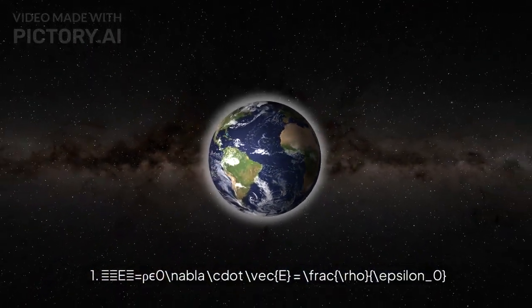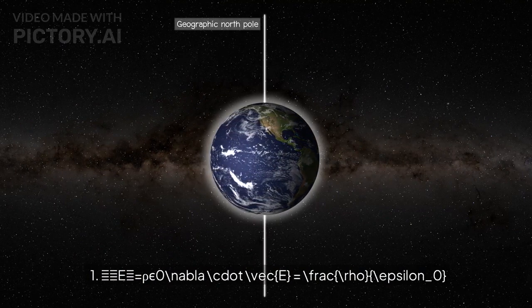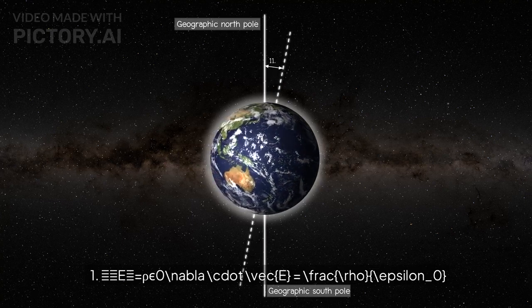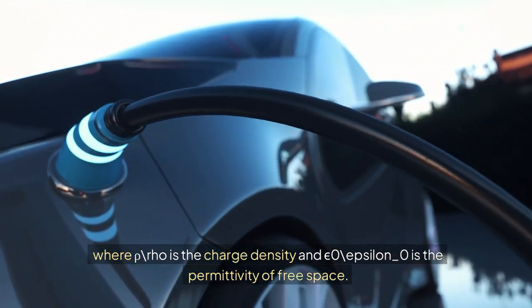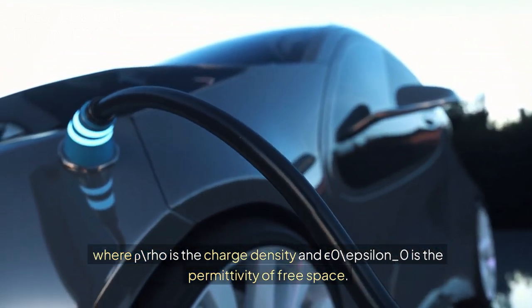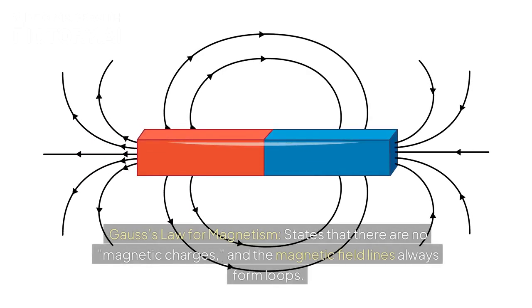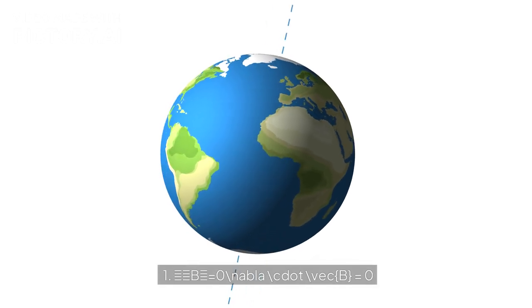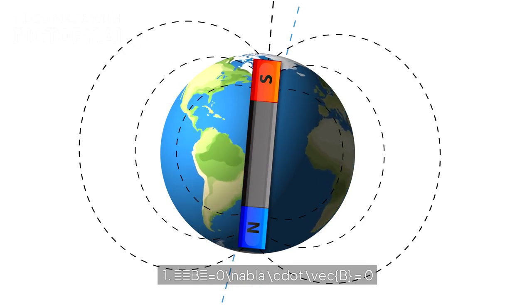1. Gauss's law for electricity describes how electric charges produce electric fields: ∇ · E = ρ/ε0, where ρ is the charge density and ε0 is the permittivity of free space. 2. Gauss's law for magnetism states that there are no magnetic charges, and the magnetic field lines always form loops: ∇ · B = 0.